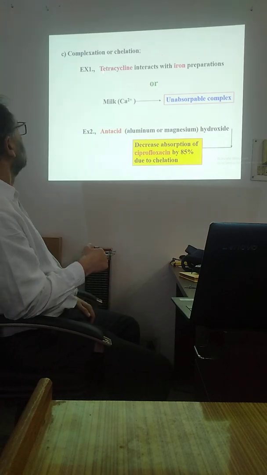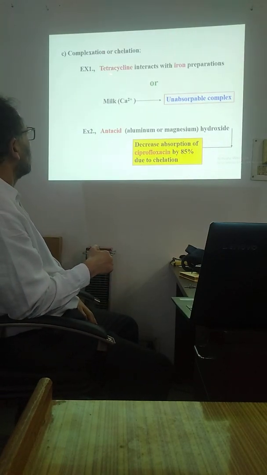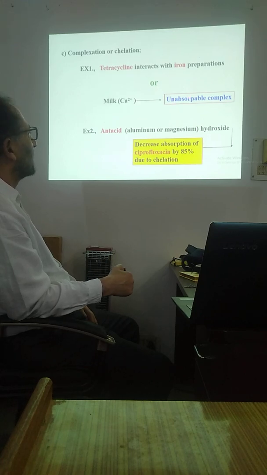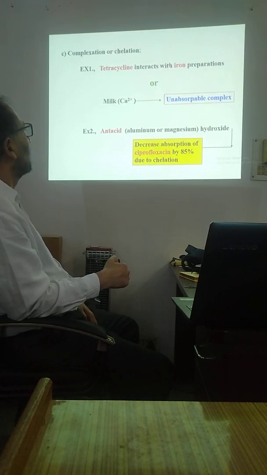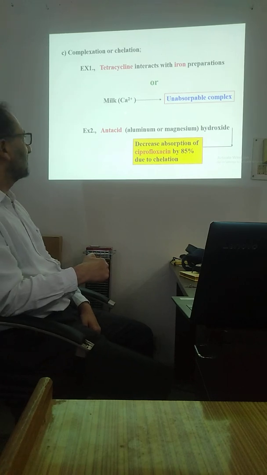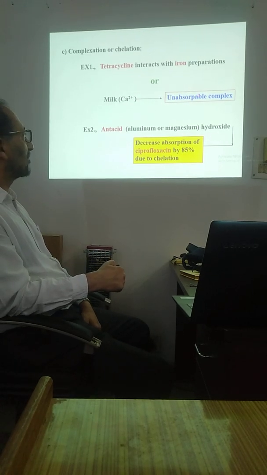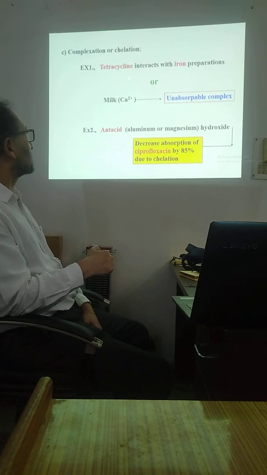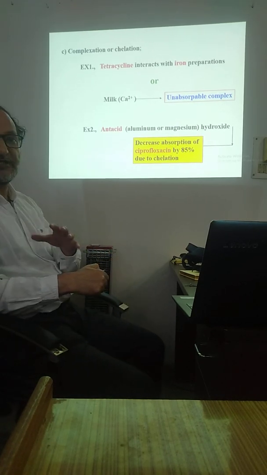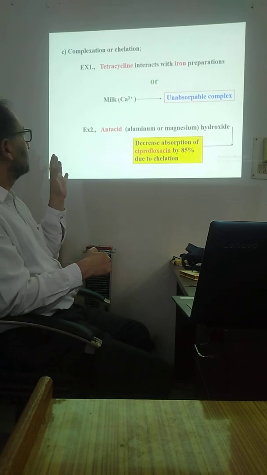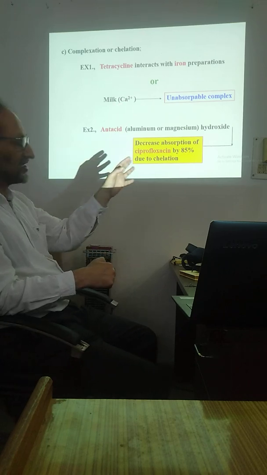Now we have complexation or chelation. Tetracycline interacts with the iron preparation or milk calcium, forming an unabsorbable complex. So tetracycline and iron should not be given with calcium or milk. So there is a drug-food interaction. Milk is a food which forms an unabsorbable complex. It does not allow the drug, meaning tetracycline or iron, to be absorbed. So mostly iron and tetracycline should be given on an empty stomach. But when we give it with milk, it is a food, and it makes the interaction.